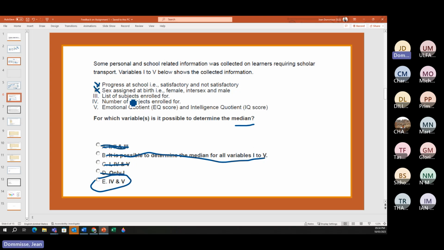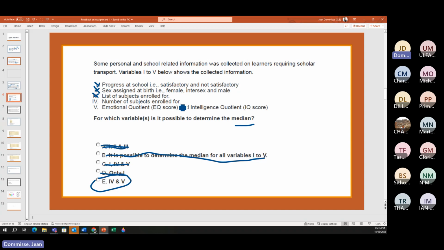A list of subjects enrolled for. If the question was the number of subjects, that's the next one, then yes. But for the list of subjects, you can be enrolled for maths, English, science, or whatever. You can't determine a median for that. But you can determine the number of subjects that are enrolled for.